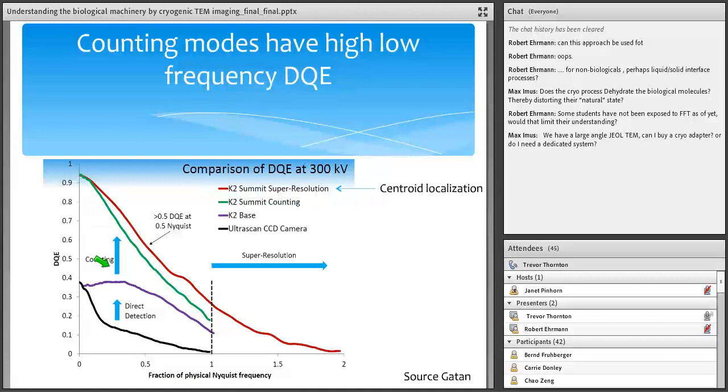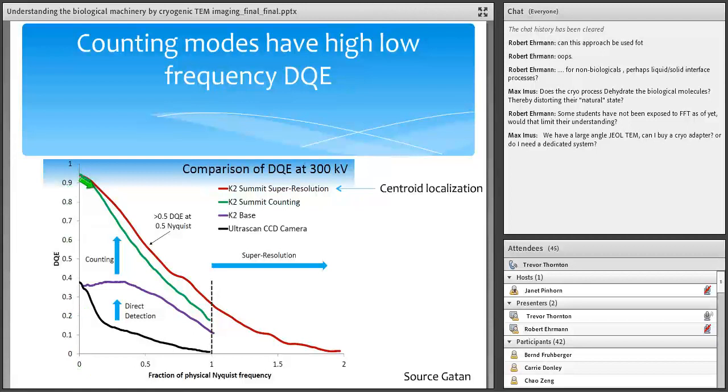So if you think about a rainstorm, when it's raining very lightly and there's a puddle, you can see each individual raindrop in that puddle. But when it really starts to pour, you can't tell where the individual events occur. So what we have to do is have a very light rain of electrons on our specimen. But what that does is put us way up here at low frequencies.